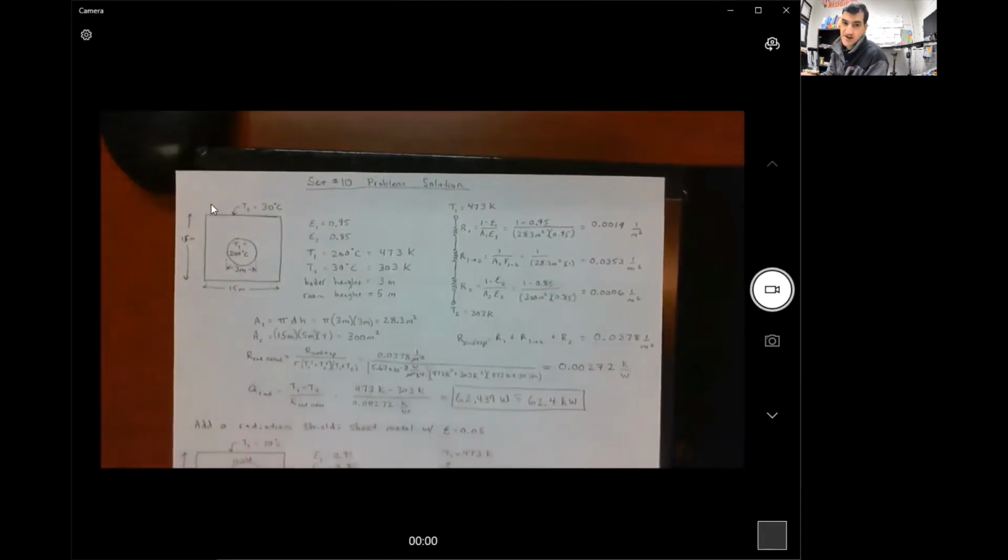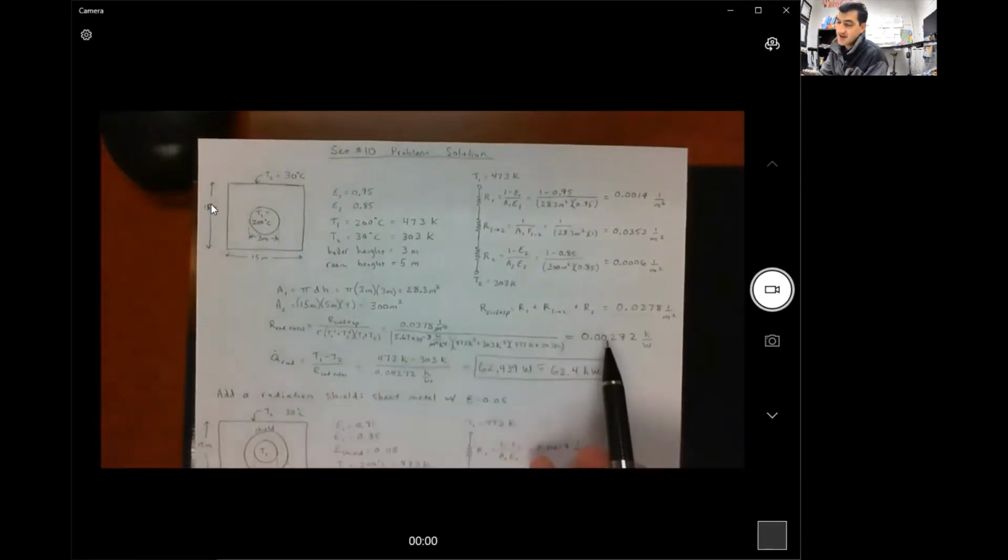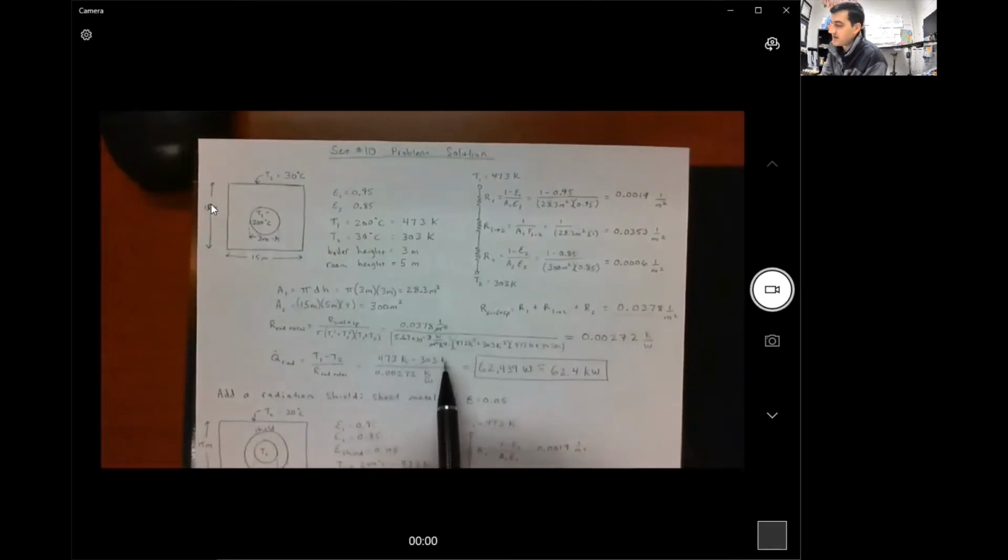All you gotta do then is plug into our basic equation for heat transfer. We've got our heat transfer, in this case for radiation, equals T1 minus T2. Don't forget to plug it in. Well, actually, in this case, I would plug it in Kelvin just to be consistent, but it doesn't actually matter whether it's in Celsius or Kelvin. But just to be consistent, I'd keep it in Kelvin. And then this is our R rad total, which we just spent a few minutes calculating. So plug those in, and we get 473 Kelvin minus 303 Kelvin divided by 0.00272 Kelvin per watt from right here.